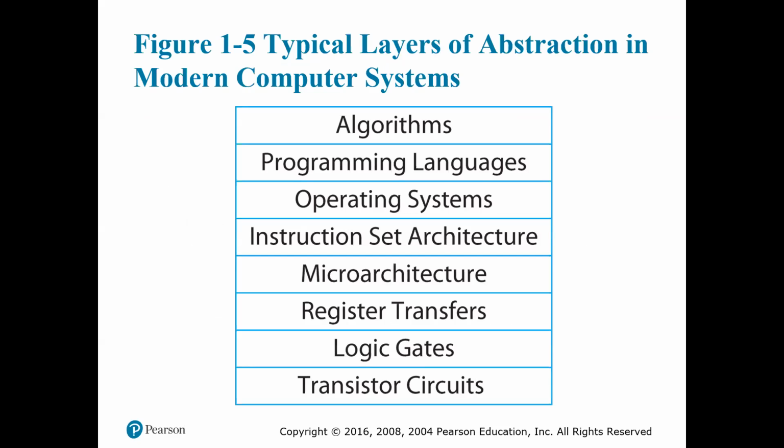Typical layers of abstraction in computer systems at the lowest level would be transistor circuits, logic gates, register transfers, microarchitecture, instruction set architecture, operating systems, programming languages, and algorithms. This textbook deals with the layers from logic gates up through operating systems. And in this course, we will deal with logic gates, register transfers, and microarchitecture.